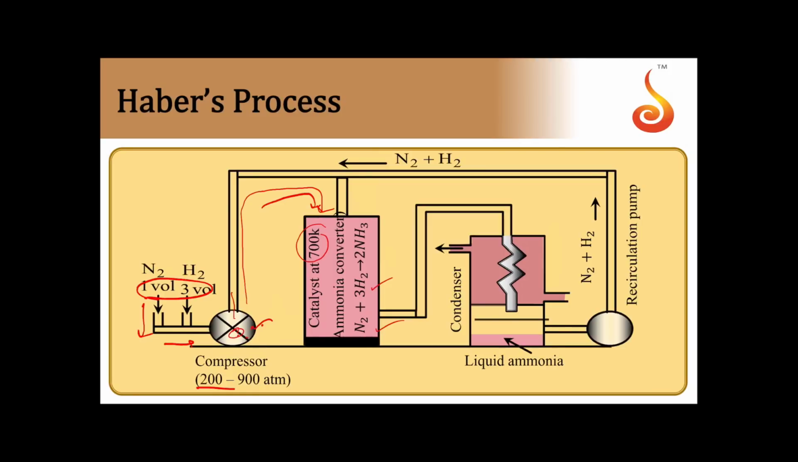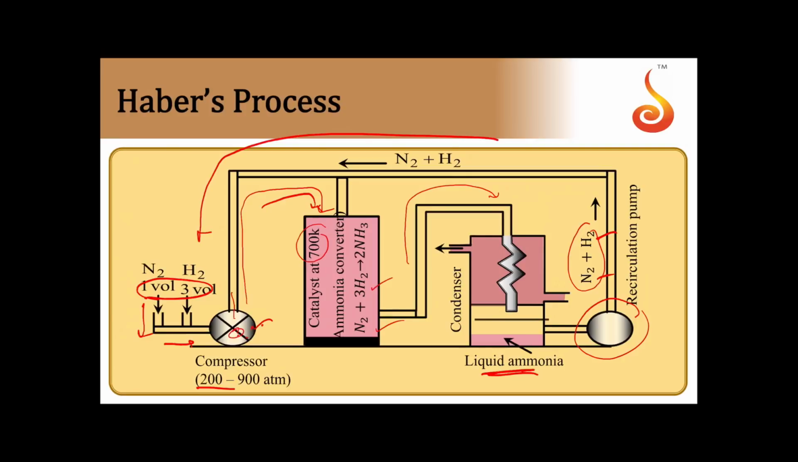Once ammonia is formed here, it is passed into the condenser so that ammonia gets liquefied. Liquid ammonia can be collected. Then the unreacted N2 and H2 which are left are again passed into the compressor with the help of a recirculating pump, and in this way the whole process is repeated. In this way ammonia can be prepared.